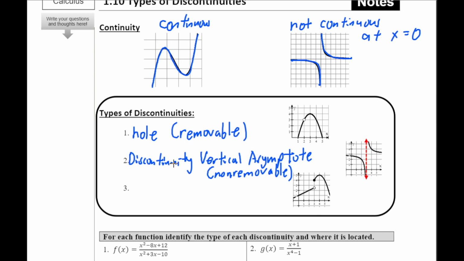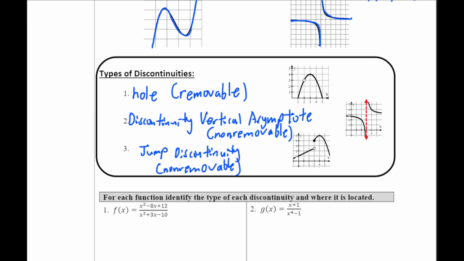So the third one here is jump discontinuity. And this is non-removable as well. So this is a jump discontinuity right here. You see this graph here, then you jump up or jump down in other graphs, but in this case you're jumping up, and it's non-removable because there's no one point you can fill in that would make this whole graph continuous.